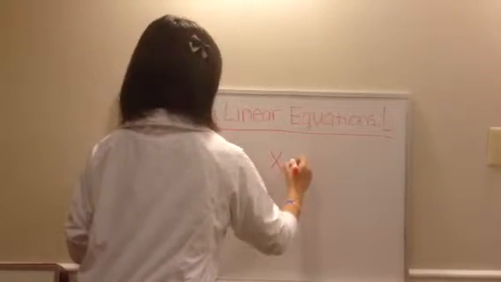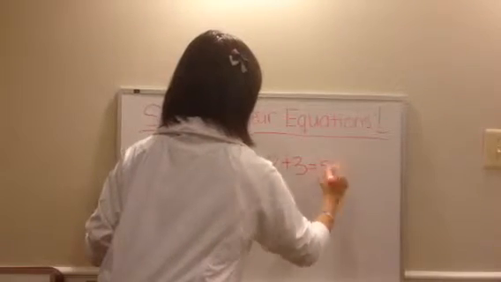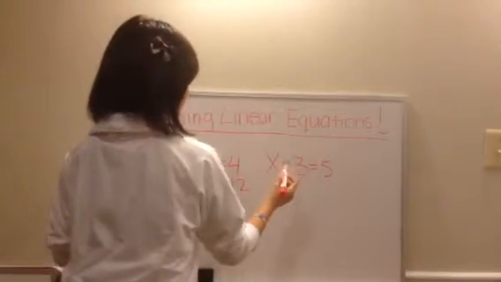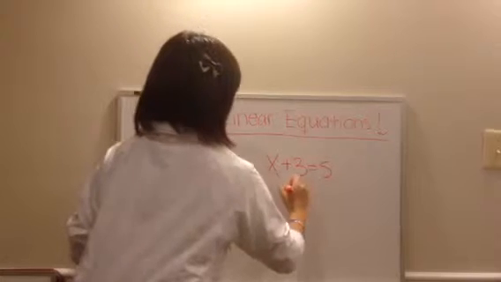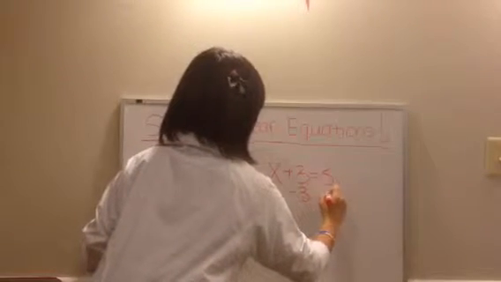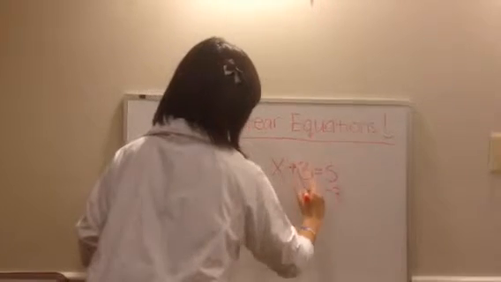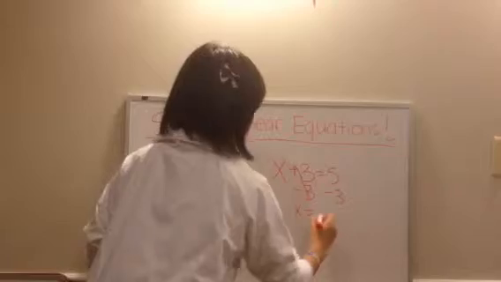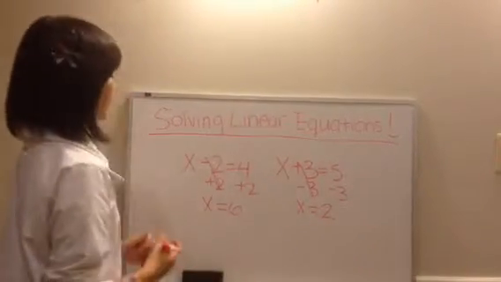If you come across a problem that looks like this, never fear, I'm here to help you. You want to get x all by itself, right? How can you do that? Subtract 3 from both sides. That way, the positive 3 and the negative 3 will cancel out, leaving x by itself, and 5 minus 3 equals 2. So, x equals 2.